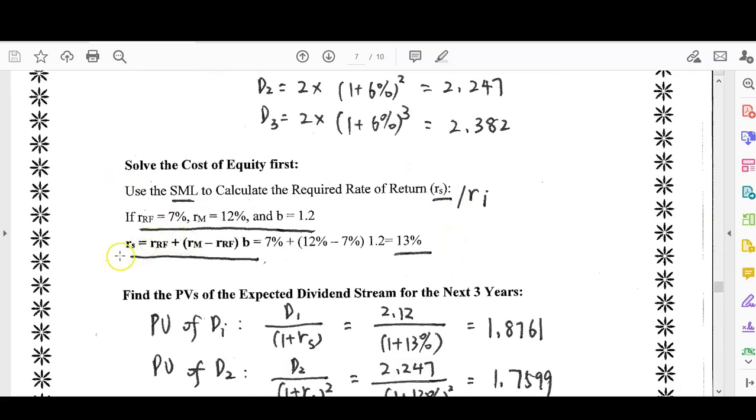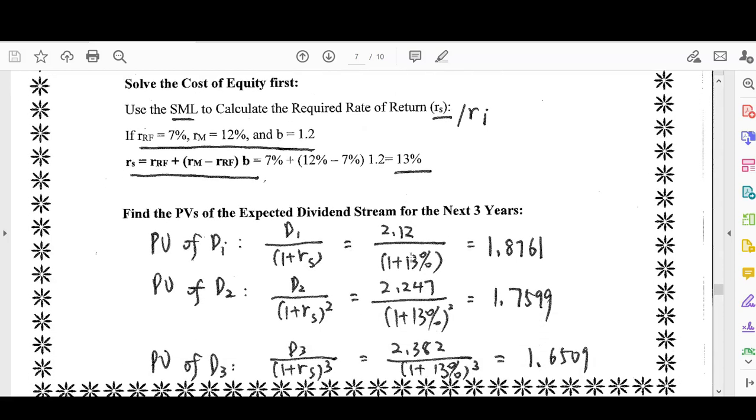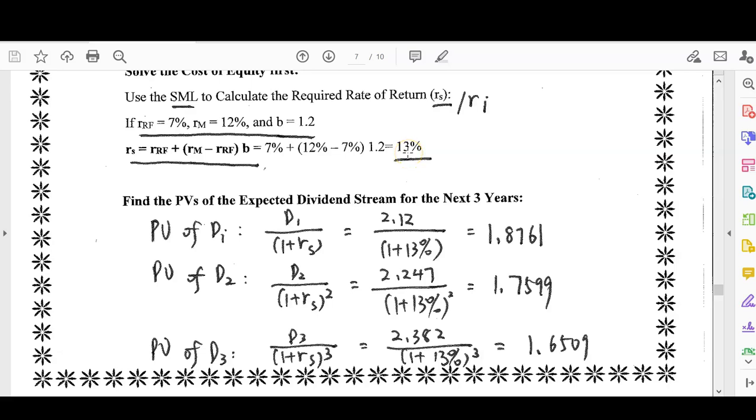Okay, Rs equals risk-free rate plus market return minus risk-free rate multiplied by beta. So it's 7%, and all this information is given. 7% risk-free rate plus 12% Rm minus 7% multiplied by beta, 1.2. So we have Rs as 13%. Okay, and then after we know Rs as 13%, we also know D1, D2, and D3.